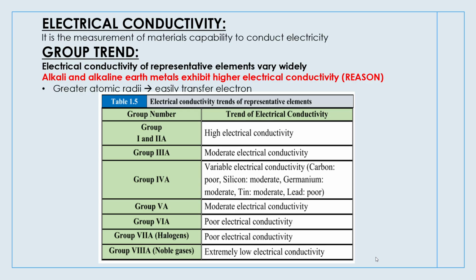Silicon shows moderate electrical conductivity, whereas germanium and tin show moderate electrical conductivity, same as silicon, but lead is a poor conductor. For group 5A, we have moderate electrical conductivity, and for groups 6A and 7A, the halogens, the electrical conductivity is poor. Noble gases, as their octet is complete, have very low electrical conductivity. You can see that throughout the groups there is wide variance in the trend of electrical conductivity.